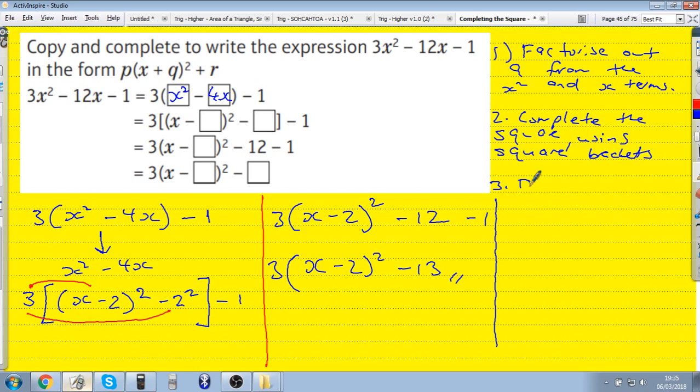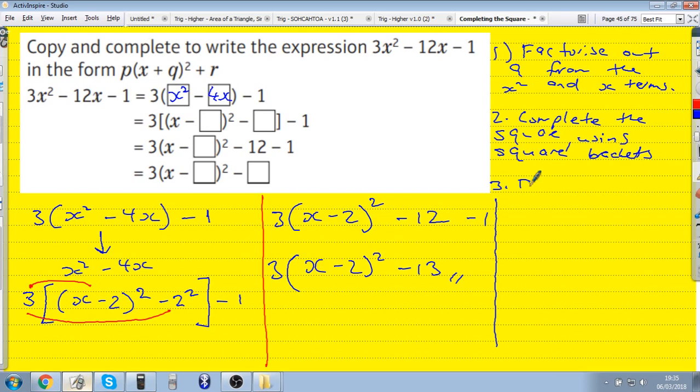So factorize out A from the first 2 terms. Complete the square using square brackets. So basically you're going to get double brackets. Expand the square brackets only and then simplify. And that simplify required 3 times -2 squared minus 1.